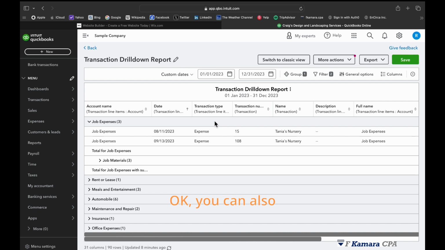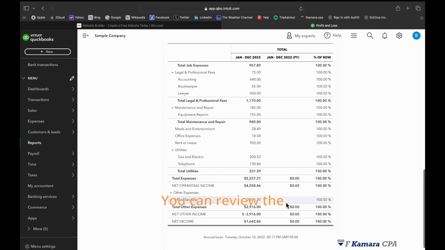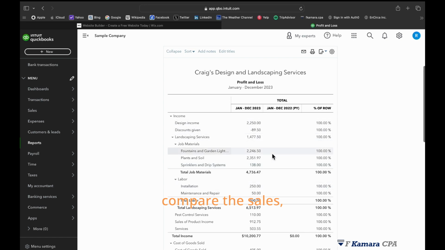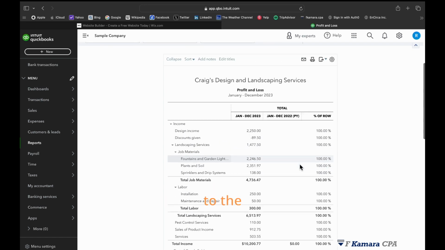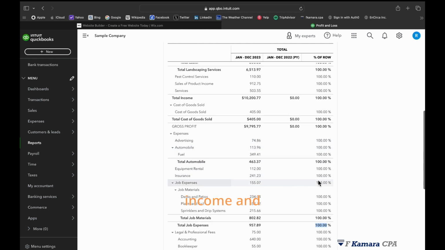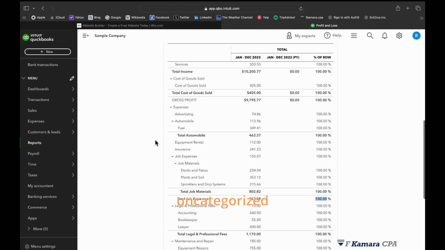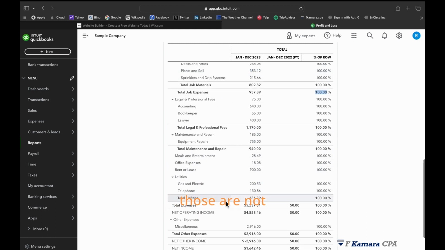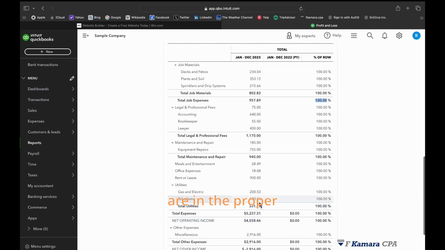Okay, you can also look at the net income. If we have the prior year numbers, you can look at this number compared to the prior year to see how the company's bottom line has changed year over year. You can also compare the sales, let's say the revenue, to the gross profit. You can also look at the uncategorized income and expenses. If you see any uncategorized income or expense, you have to try to understand why those are not being categorized, to make sure they are in the proper category.